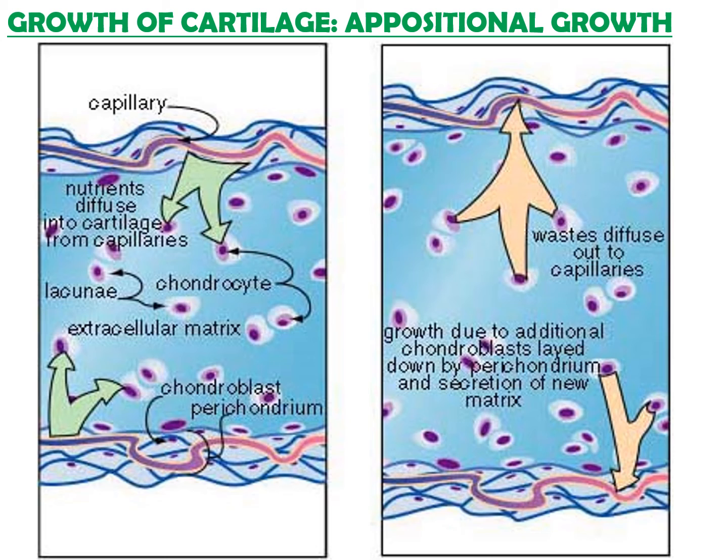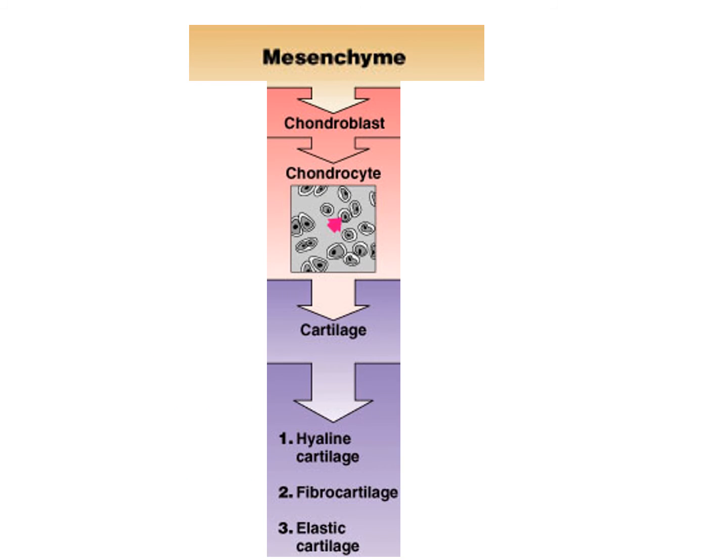They lay down the matrix and fibers on the existing cartilage. So this is the growth of this cartilage. Here there is mesenchyme, formation of chondroblasts, chondrocytes, then cartilage is formed. There are three types of cartilage formed after the development of the chondrocyte: hyaline cartilage, fibrocartilage and elastic cartilage.